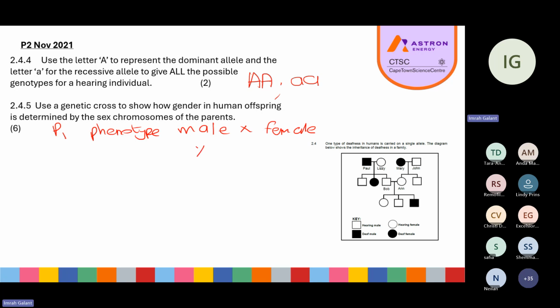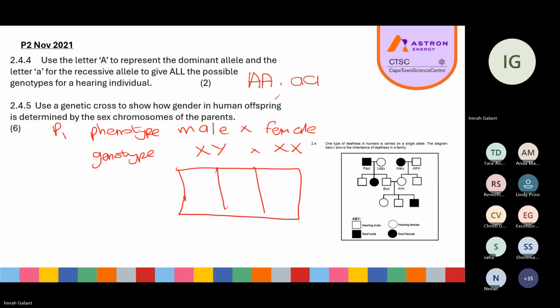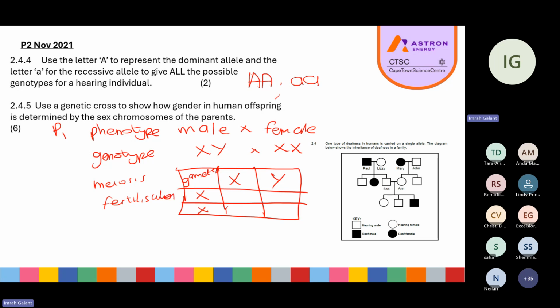Then the genotype of the male is XY and the genotype of the female is XX, just like that. Then again, we're just going to draw the Punnett square, and then you're going to list your gametes. We're going to put the male at the top and the female on the side, and you're just going to write over the gametes. Obviously, in order to form the gametes, meiosis took place, and then the gametes are going to cross, which will result in fertilization.